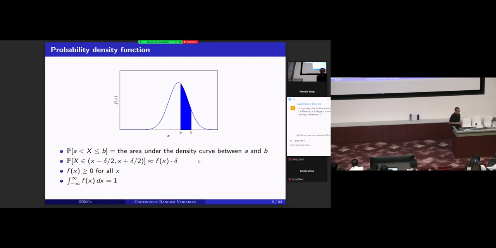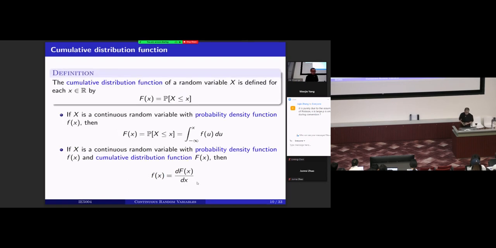So these are some properties of a probability density function, right? And then we know that for discrete random variables, we can use a PMF, probability mass function, to describe the distribution. And also we can use the CDF, cumulative distribution function, right? And when I introduced the CDF, I said that CDF is a more general tool because it can be defined for any random variable, not just for discrete ones, not just for continuous ones, anything.